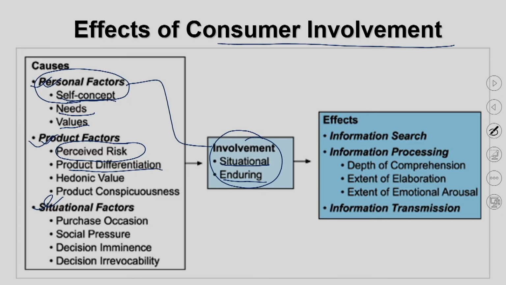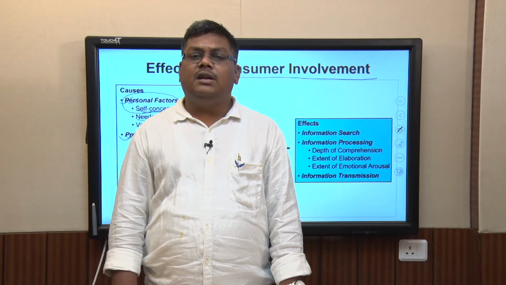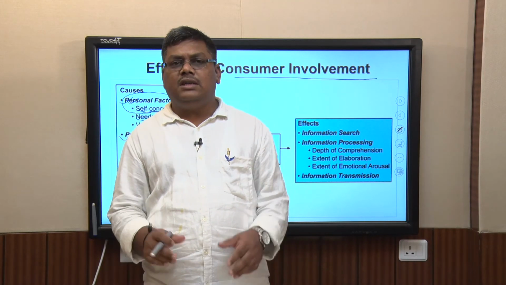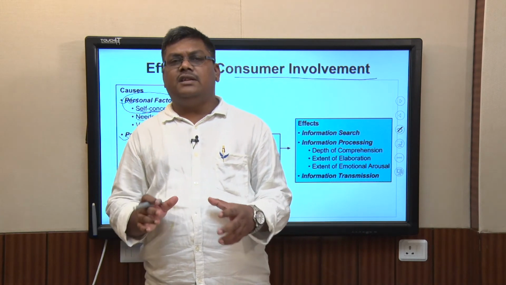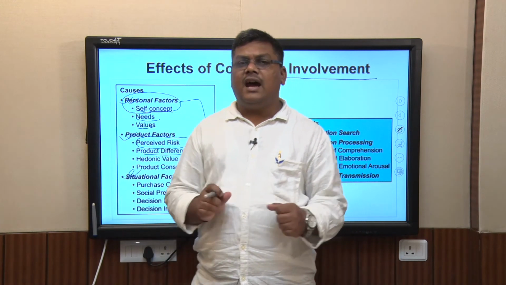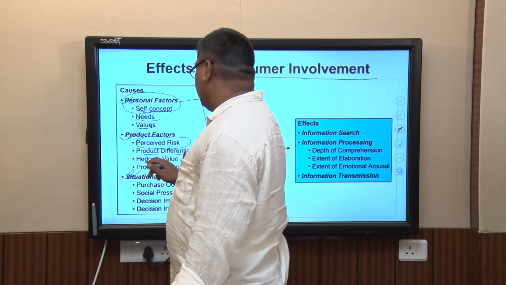Product differentiation. The more easily you can do product differentiation, the lesser the involvement. The more the products are similar together, the more the involvement, because you do not see differences between products. So, if product differentiation is easy, involvement is less. If it is hard, then involvement is more.